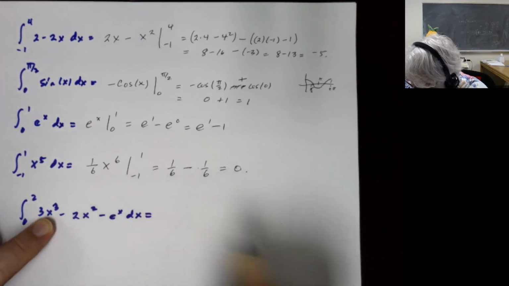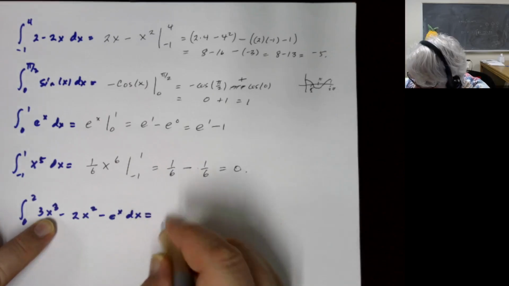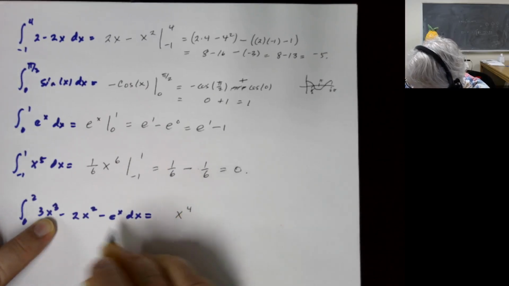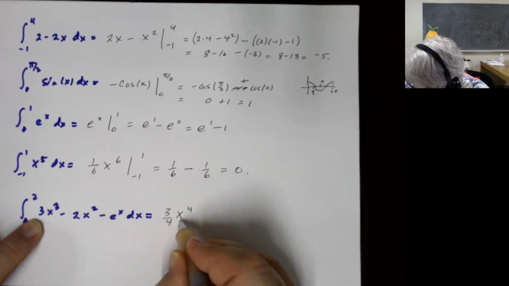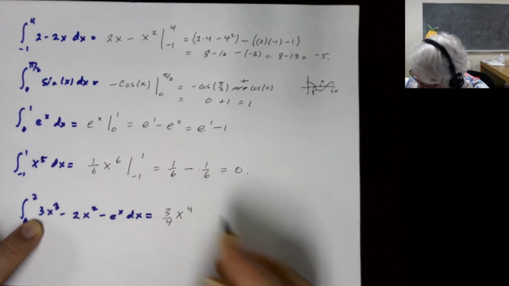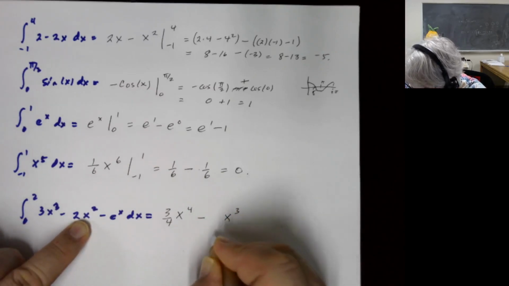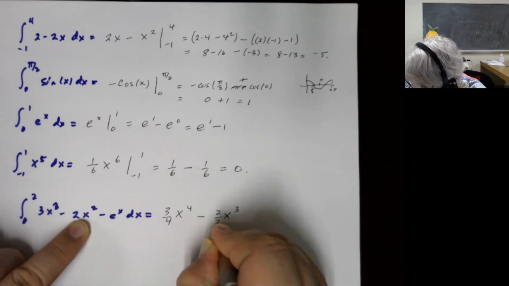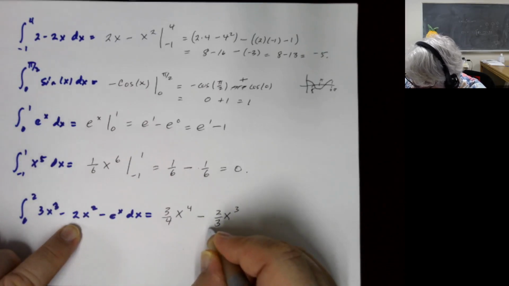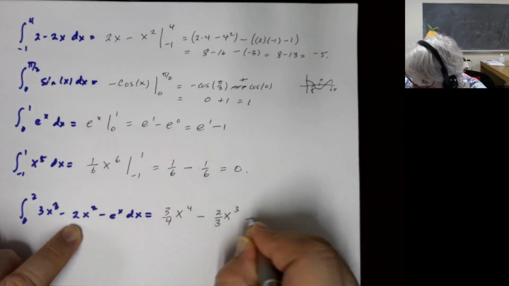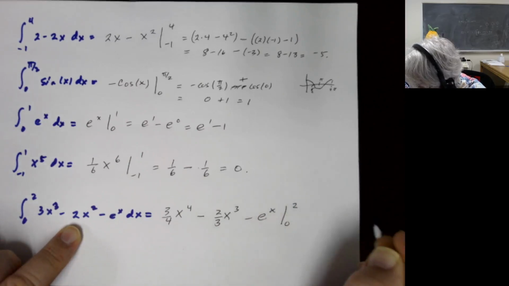So the 3x cubed here, what am I going to need to do to make that x to the 4th? If I do that, I need 3/4 out in front, so that when I multiply this through, I get a 3 there. Minus, and then for the x squared term, I need an x cubed, and so that'd be a 2/3 in the front. So again, when I differentiate, I get a minus 2 out, minus e to the x, and now we're going from 0 to 2.